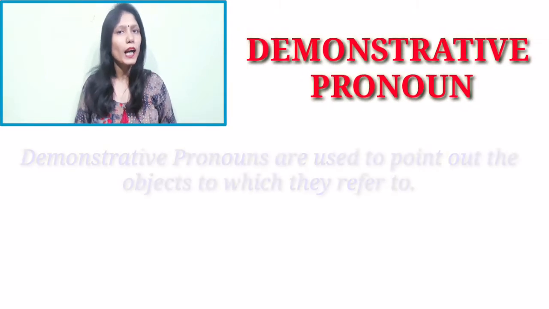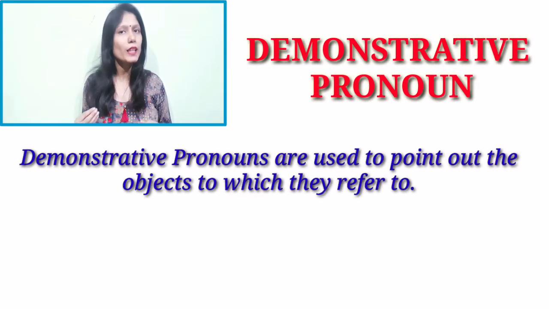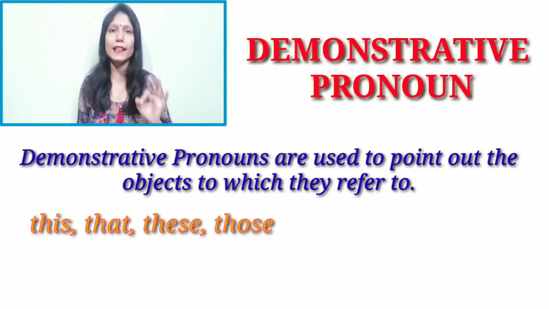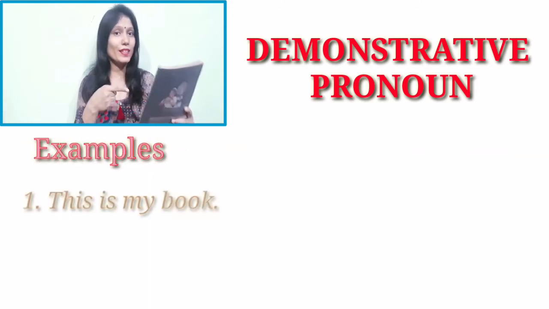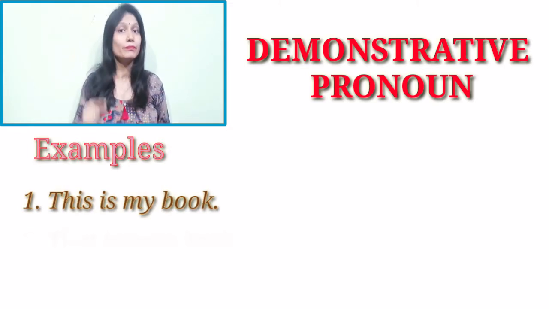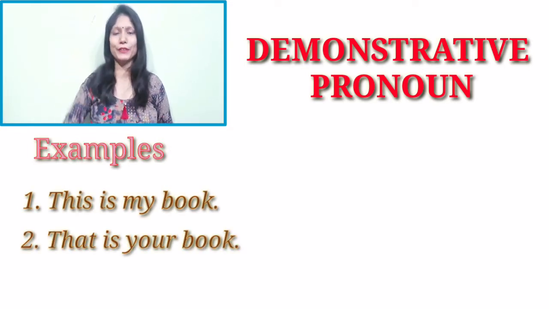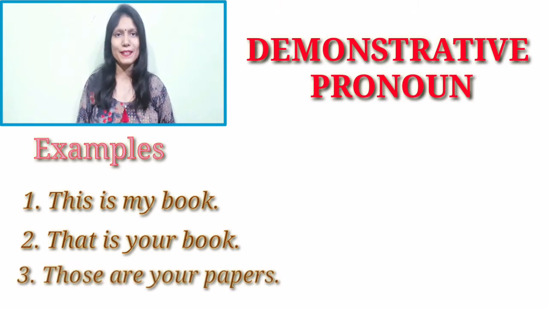Demonstrative pronouns are used to point out the objects to which they refer. Because demonstrate means to show, to point out, and that's why these are demonstrative pronouns. So as demonstrative pronouns we have four words: this, that, these, those. For example, this is my book. That is your book. Those are your papers.